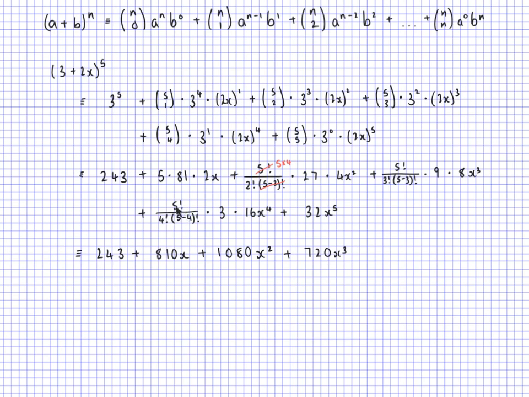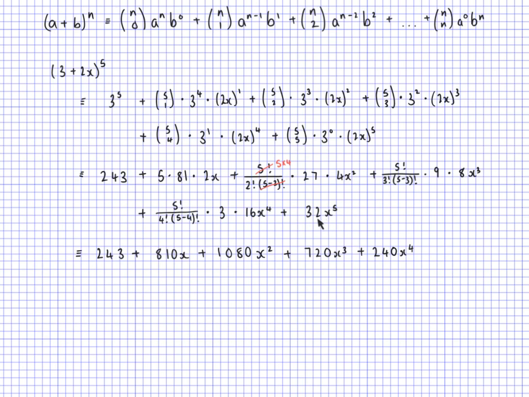This one also, by symmetry, I can say it's going to be 5. Or I can think of it like 5 factorial and 4 factorial will cancel out and leave me a 5 at the top. 5 take away 4 is 1. 1 factorial is 1. So this is just 5. 5 times 3 is 15. And then 15 times 16. We'll work that one out. So 15 times 10 is 150. And 15 times 6 is 90. 150 add 90 is 240. So 240x to the power of 4.